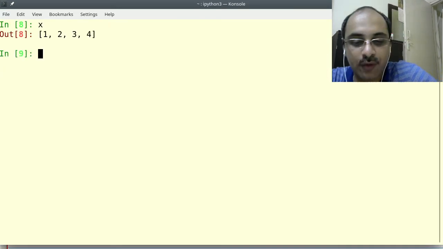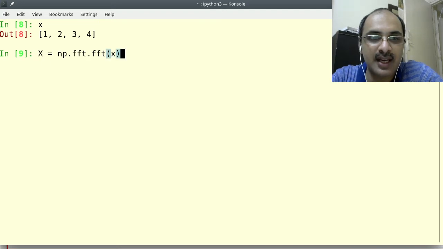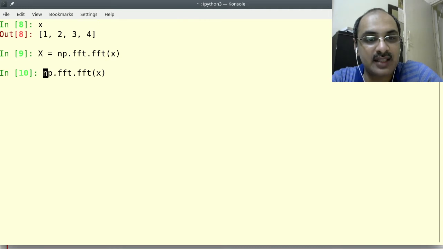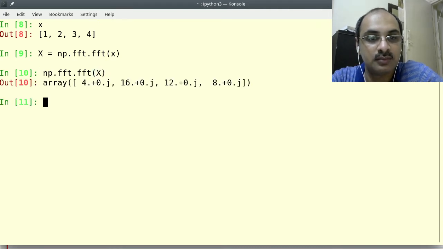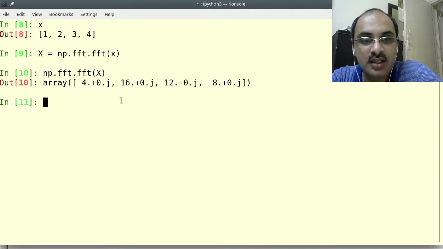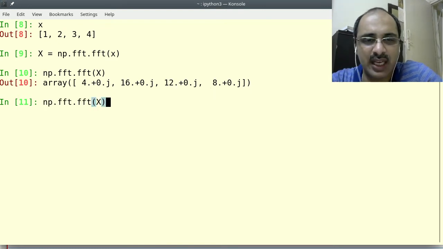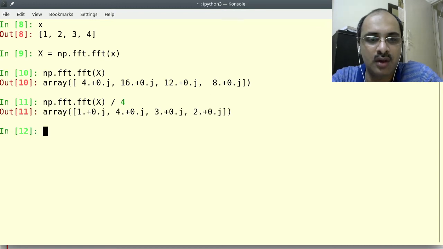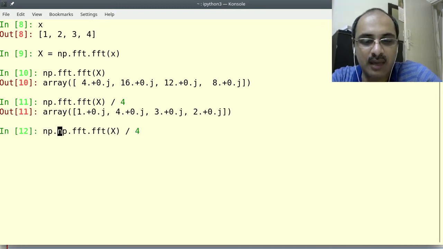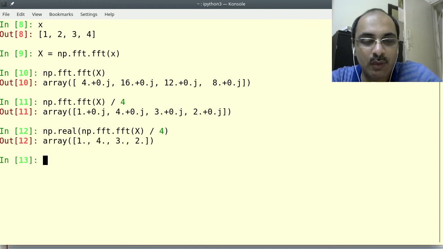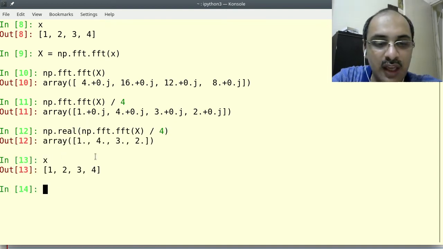x is 1 2 3 4. Let me say capital X is the FFT, and let me take the FFT of capital X. So I get 4 16 12 8. Essentially there is an N times multiplication. So let me divide by 4. I get 1 4 3 2. Let me just do an np.real just for convenience. I get 1 4 3 2 and the original sequence is 1 2 3 4.